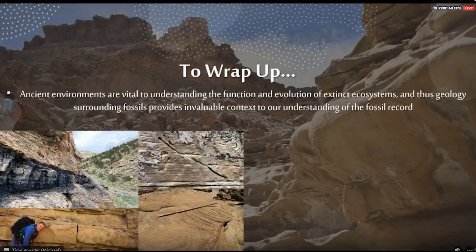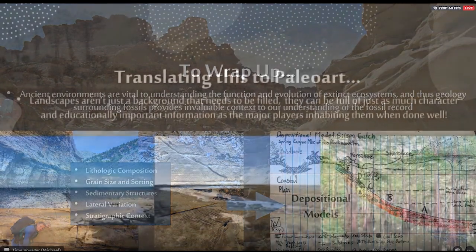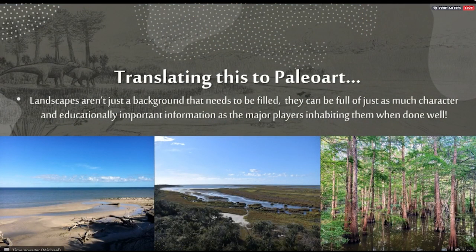And so with that, I'm going to go ahead and wrap up. Again, obviously, feel free to ask me questions in the chat when I'm done, because there's so much to cover. But suffice it to say that ancient environments are really vital to understanding the function and evolution of extinct ecosystems. And thus, geology surrounding fossils provides invaluable context to our understanding of the fossil record. Putting all of these different characteristics together to make a holistic model, depositional models of landscapes, that you can then translate into paleoart to think about how landscapes are constructed from the bottom up in order to make really interesting and engaging paleoart.